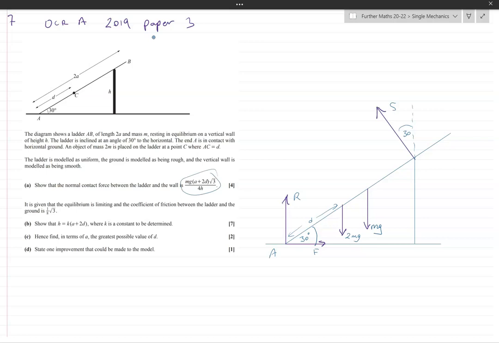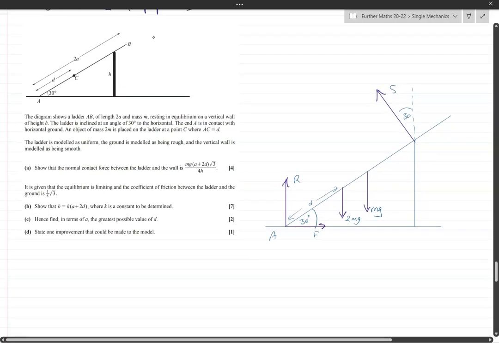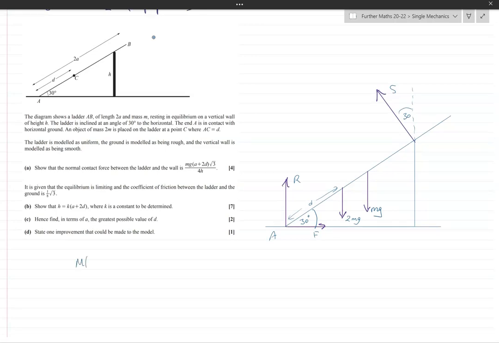Now the first part is about an expression for this contact force S. Because there are a lot of distances involved, it must involve a moments equation, and the most obvious place to take moments about is A. I don't think we need any resolving for part B. So let's just do moments about A.